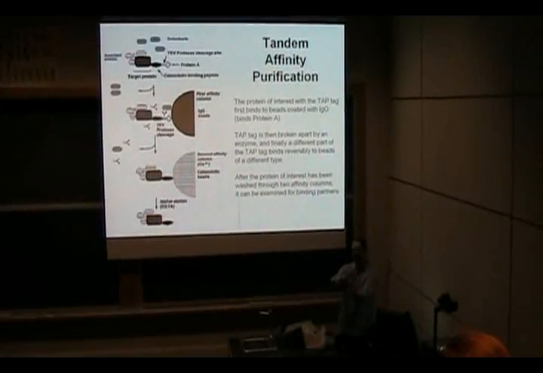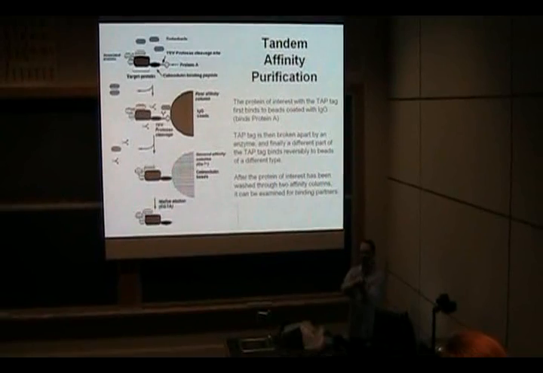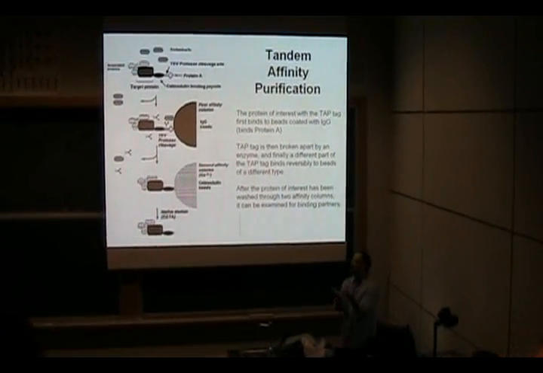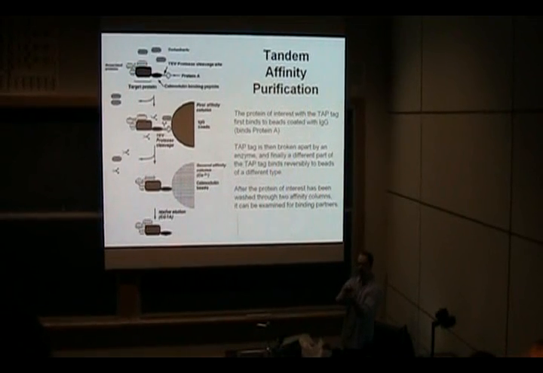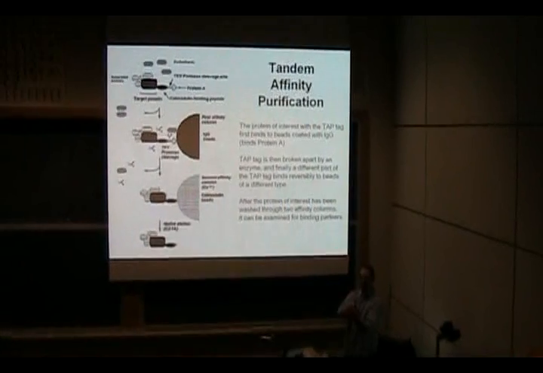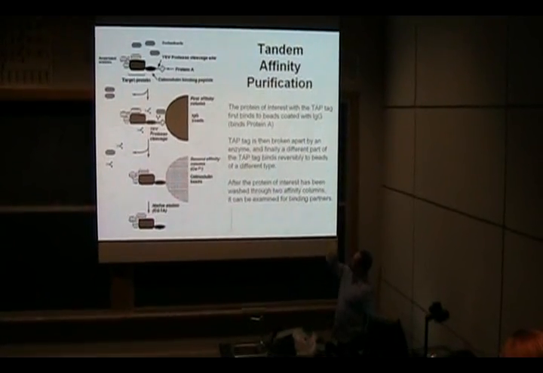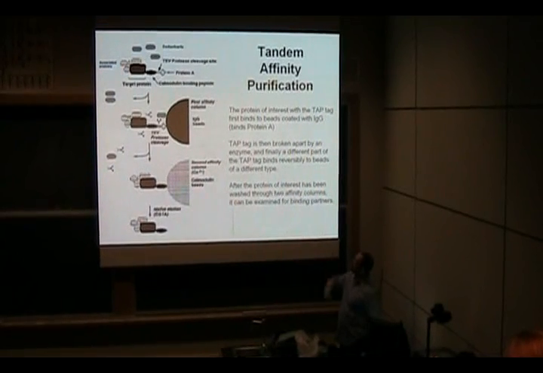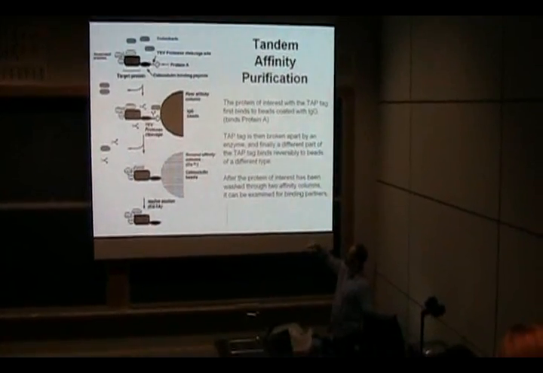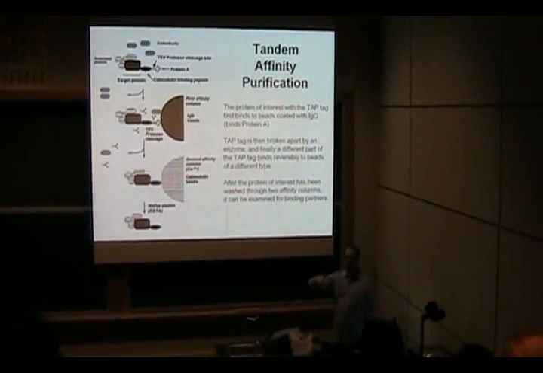The target protein on the end is what you're using for affinity to bind other proteins. Okay? So any protein in the cell that interacts with your protein, if it interacts strongly enough, will bind to your protein. Then you bind to the first protein, which has IgG beads, which bind to the protein A, and then you elute off that column with a protease.